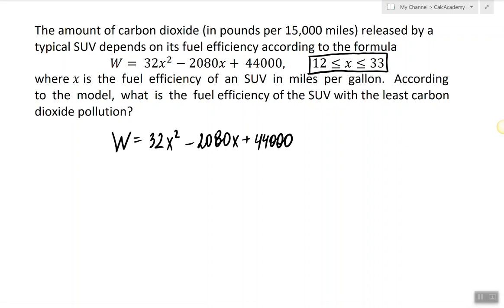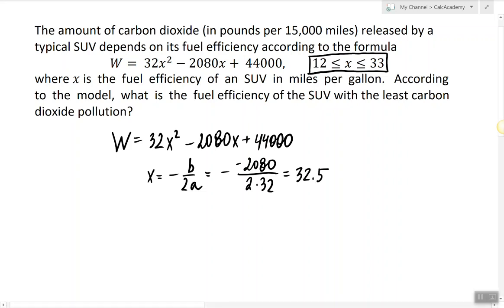So now to find the vertex, we can actually use this formula: minus b over 2a. So it's going to be negative 2080 over 2 times 32. So using a calculator here, computing this is 32 and a half, which means what? If we were to sketch the graph of this parabola, that means the vertex of this parabola will have the x-coordinate at 32 and a half. So that's what the vertex means.